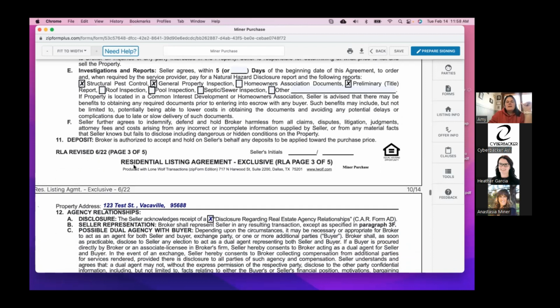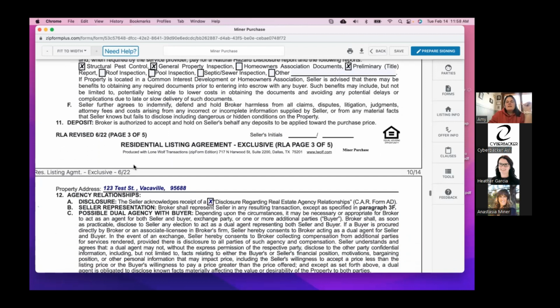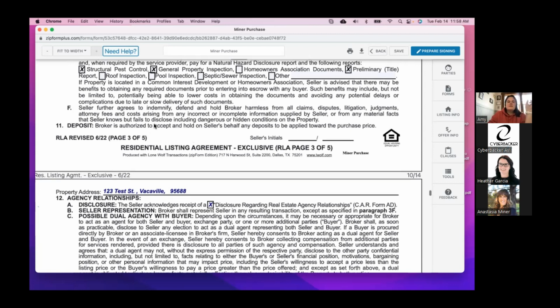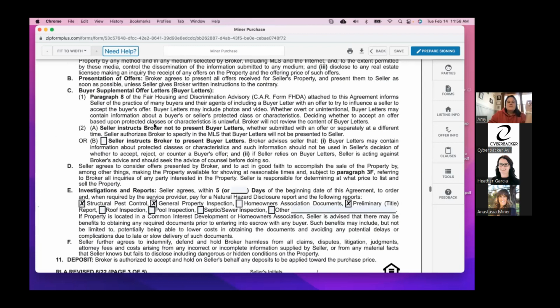Seller further agrees to indemnify, defend, and hold broker harmless for all claims, disputes, litigation, judgments, attorney fees, and costs arising from any incorrect or incomplete information supplied by the seller, or from any material facts the seller knows but fails to disclose, including dangerous or hidden conditions of the property. Okay, so those are the broker's and seller's duties.